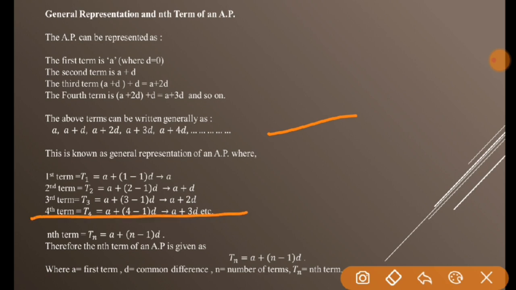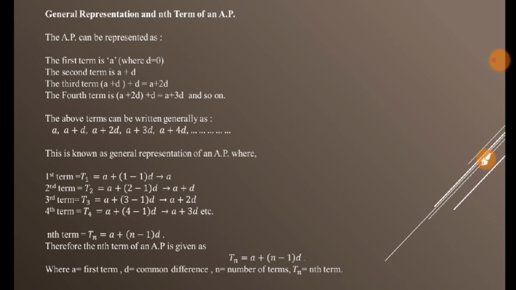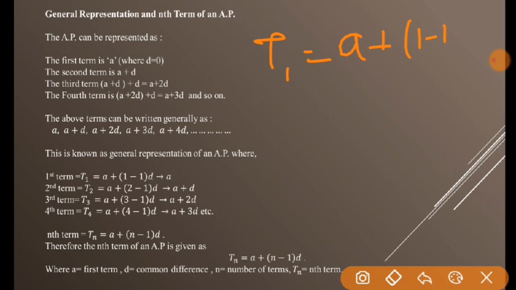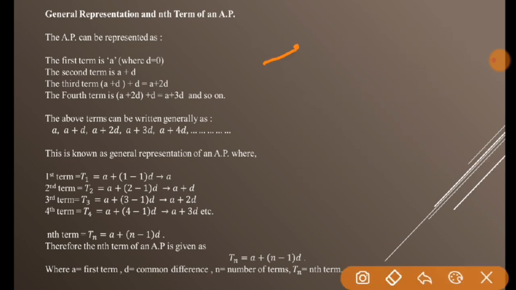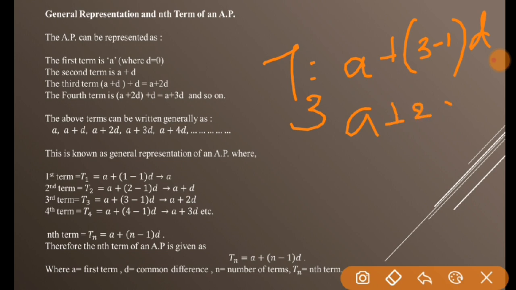With the term also you can do this. Like T1 is equal to A plus 1 minus 1 into D. 1 minus 1 is 0 into D. A plus 0 into D, you are getting A, right? So T1 is A only. The same way you can also find T3. T3 is equal to A plus 3 minus 1 into D. So 3 minus 1 is 2D.